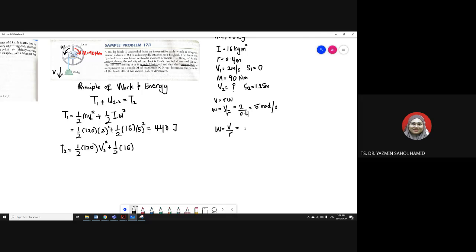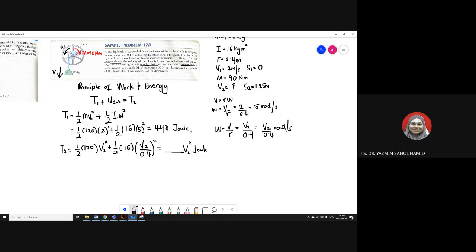But our V is V2, which we do not know. Our R is the same. So our answer will be in terms of V2 over 0.4 radian per second. So V2 divided by 0.4, squared. If you simplify this, your answer should be in terms of V2 squared joule also. What is it?